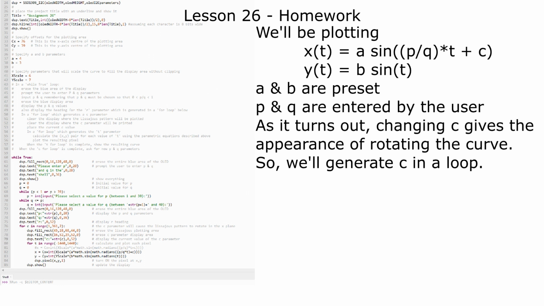A and b are preset already. P and q are going to come in from the user. As it turns out, changing c gives the appearance of rotating the curve, so we'll generate c in a loop.